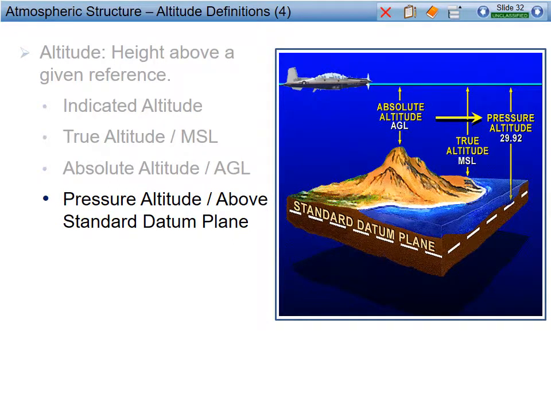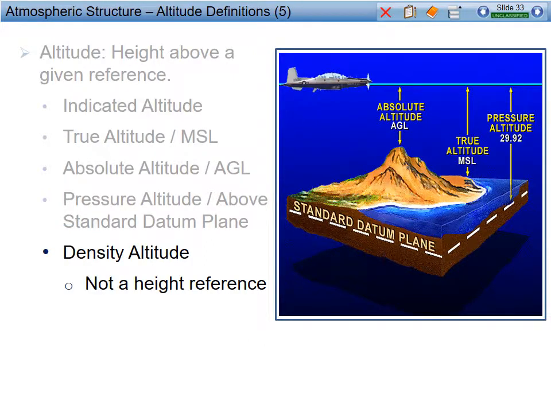Pressure altitude is the pressure above the standard datum plane. The standard datum plane is defined by where an equivalent pressure of 29.92 would lie. At some point that may be below or above actual mean sea level. This reference is important for certain checks that take place in the aircraft, as well as testing the performance of the engines.